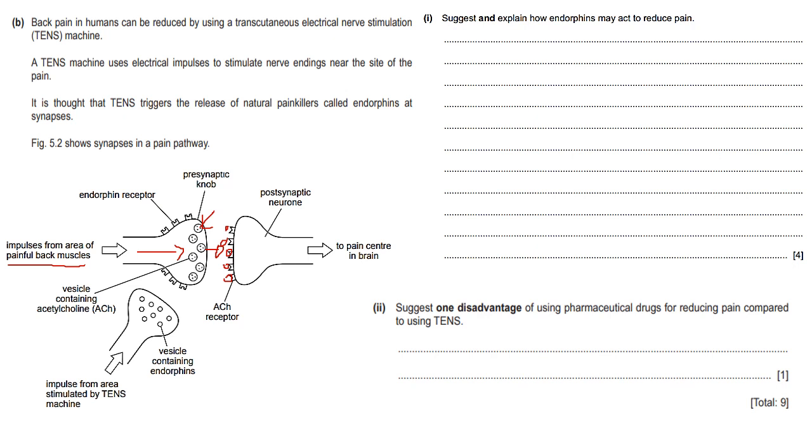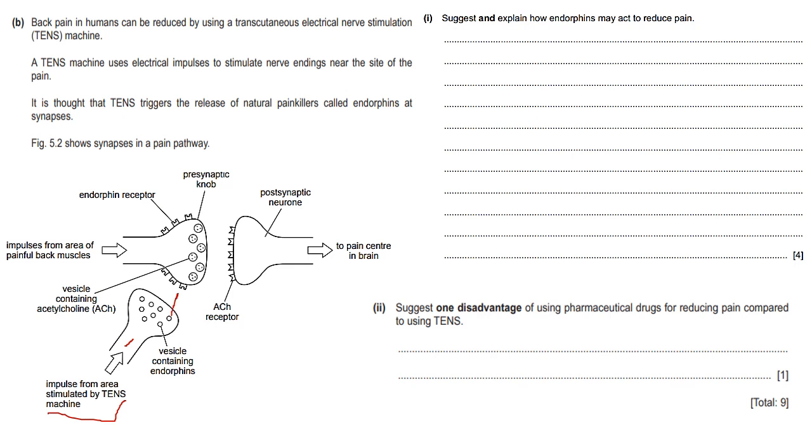But in this case, we're saying endorphins might be able to stop that. And how would they then do that based on what we can see on this image? So I'm erasing again. Let's look at where our endorphins are. So look here, it says impulse from area stimulated by the TENS machine. So the TENS machine is helping with the endorphins. The TENS machine will then send an impulse into this neuron over here that has vesicles containing endorphins.